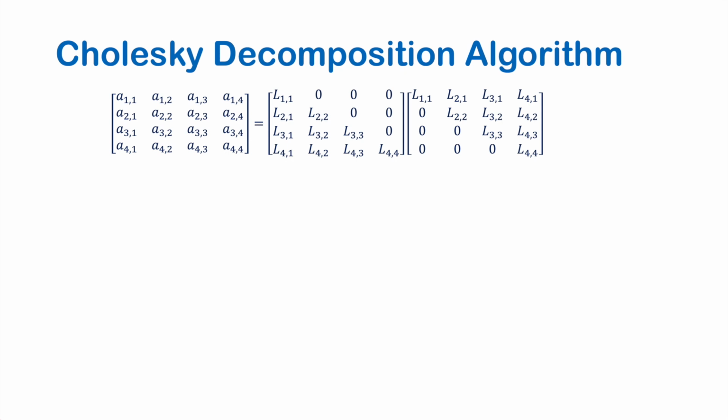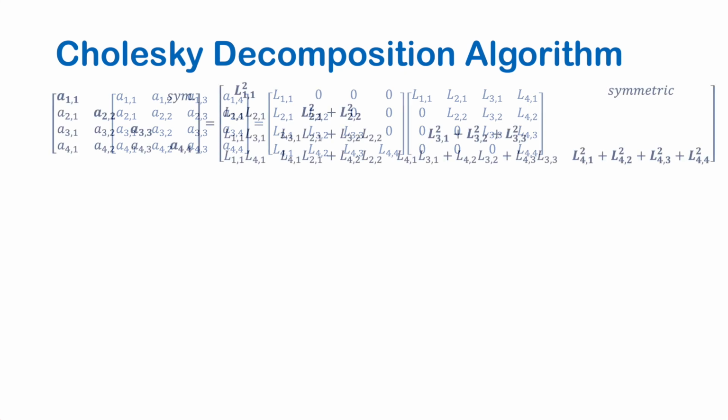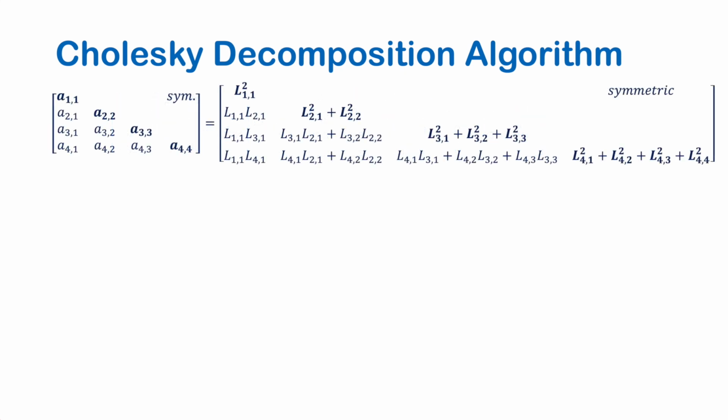The algorithm of Cholesky factorization can be developed simply by multiplying the symbolic components L and L^T, then equating each element in A with the corresponding element in the product matrix, as you see here in this 4 by 4 matrix. Because both matrices are symmetric, the algorithm can be formulated by using the elements in the lower triangle.